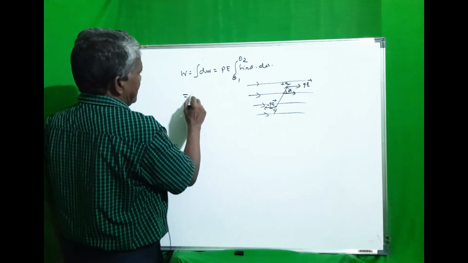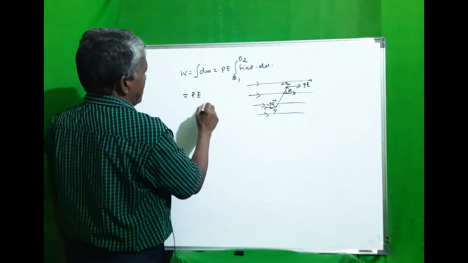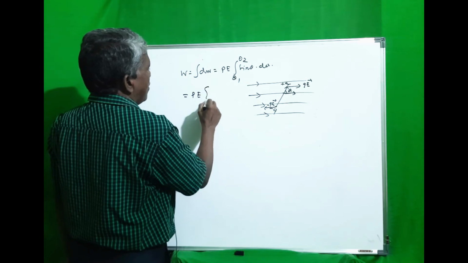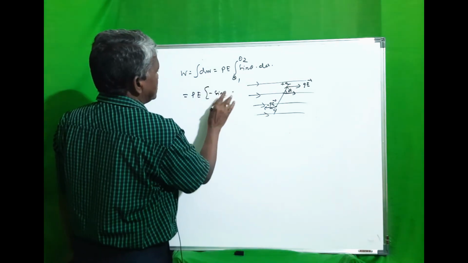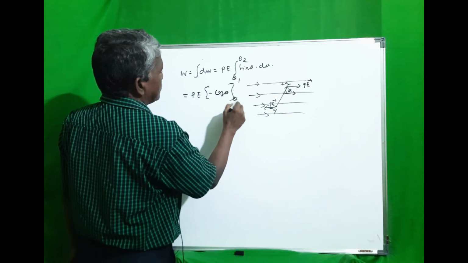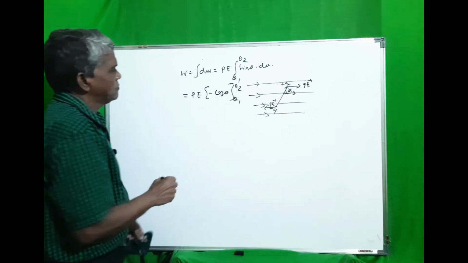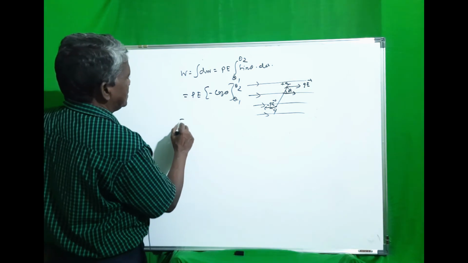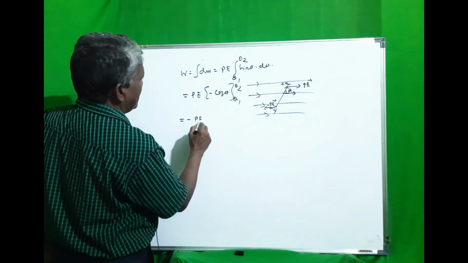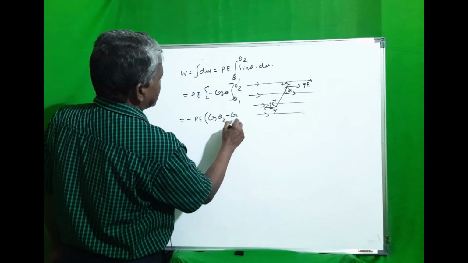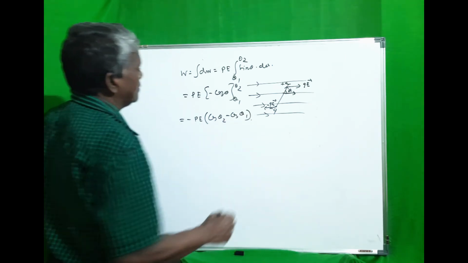That is P times minus sin theta. Sorry, minus cos theta. That is minus PE, cos theta 2 minus cos theta 1.